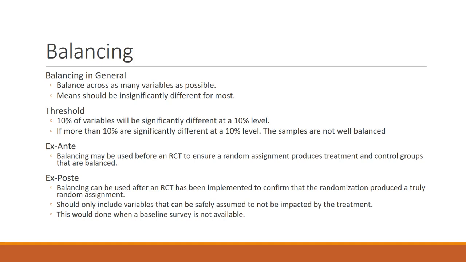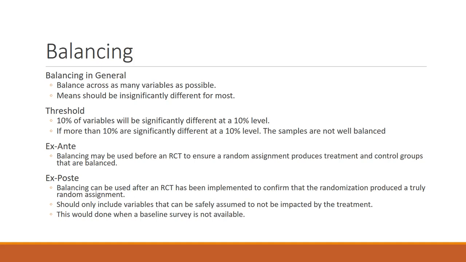That means that we can use a balancing test after the RCT has been implemented to confirm that the randomization produced a truly random assignment. But when we do it ex post, it'll be a little bit different than when we do it ex ante. If we conduct a balancing test ex post, then we should only include variables that can be safely assumed to not be impacted by the treatment. We would only do this if we did not have a baseline survey.